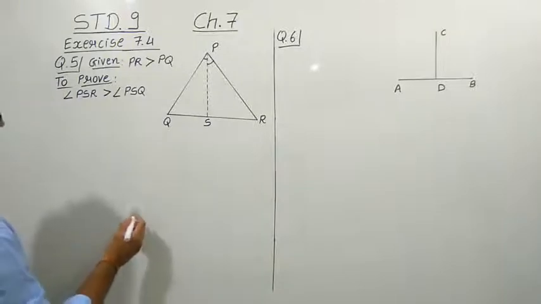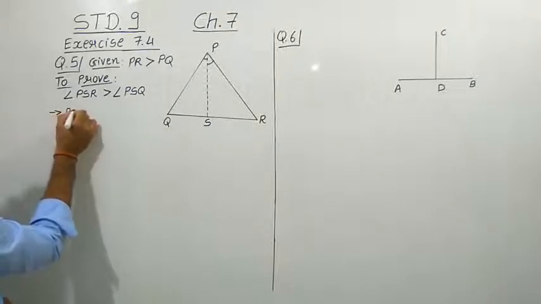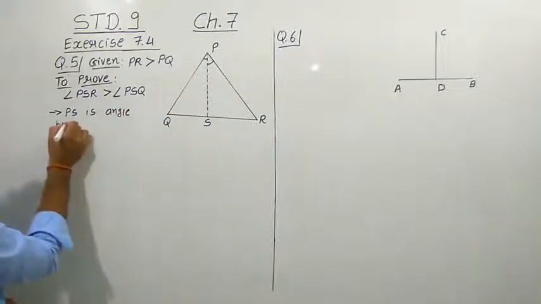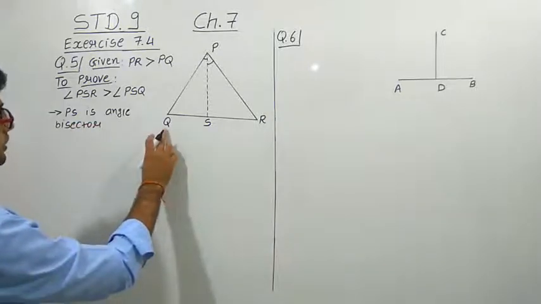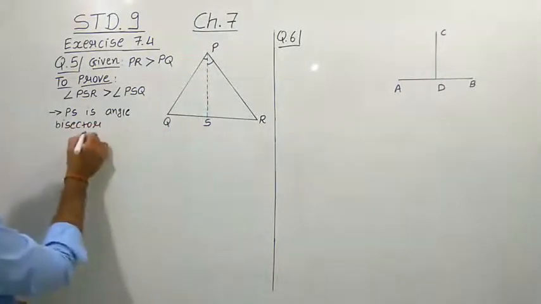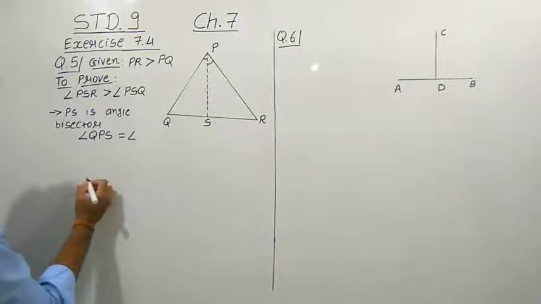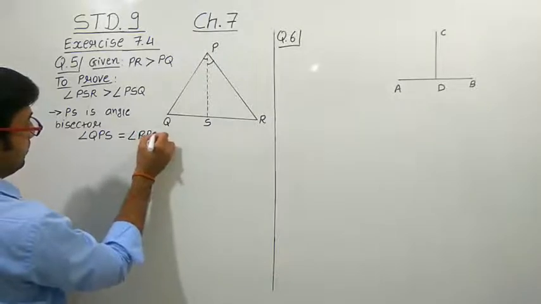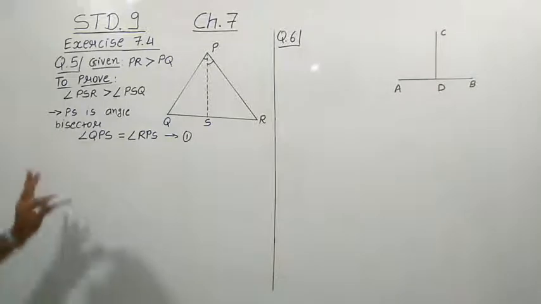So let us start. We have been given that PS is the angle bisector, right? So we can write down that two angles will be equal: angle QPS is equal to angle RPS, right? Give it equation number 1. So this is the given condition. From that we have written down this thing.